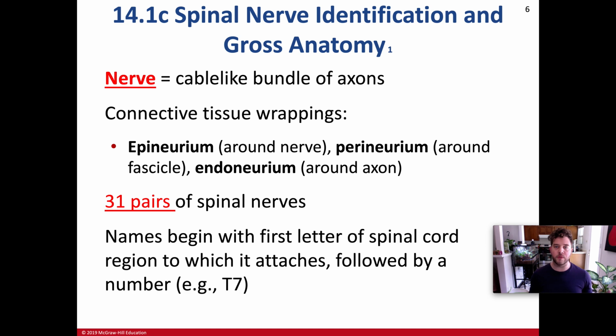Okay, so just to review, because we're talking about spinal nerves, so what is a nerve? A nerve is a cable-like bundle of axons. So remember, axons are extending from individual neurons, and when you have a big bundle of them, you have a nerve. They are wrapped in connective tissue wrappings, the epineurium, perineurium, and endoneurium. And in our spine, there are 31 different pairs of spinal nerves. So there's one for each side. It's because remember, the spinal cord, just like the brain, will typically innervate the opposite side of the body. So you have one spinal nerve for each side of the body. 31 pairs, 62 total. The name begins with a letter and a number.